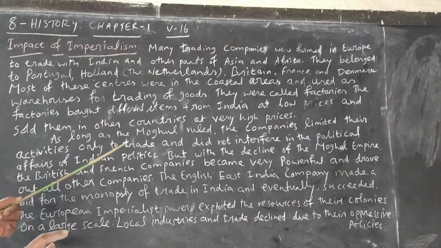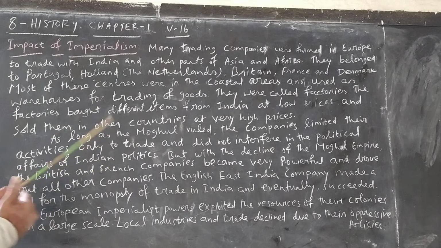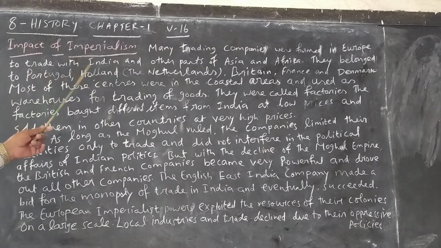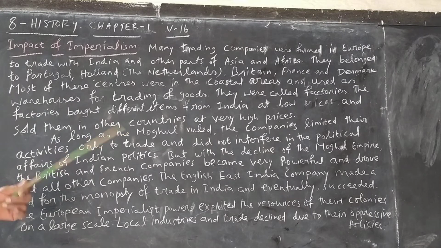So these people came, exported from India, Sri Lanka, everywhere. So which are the countries, my children? Portugal, Holland or the Netherlands, Britain, France and Denmark. These are the 5 people who came to India and other places to do business because it was more profitable. They were able to do it by land route and sea route also.